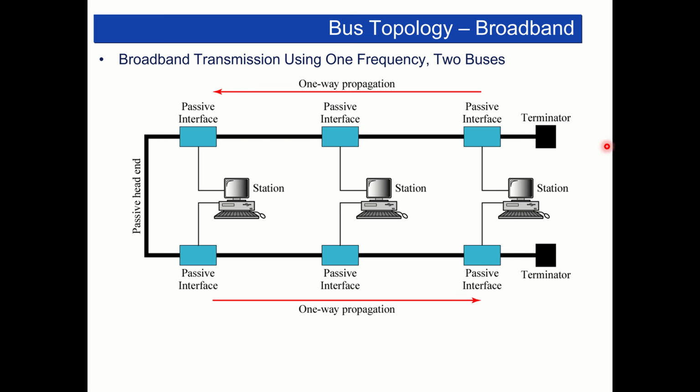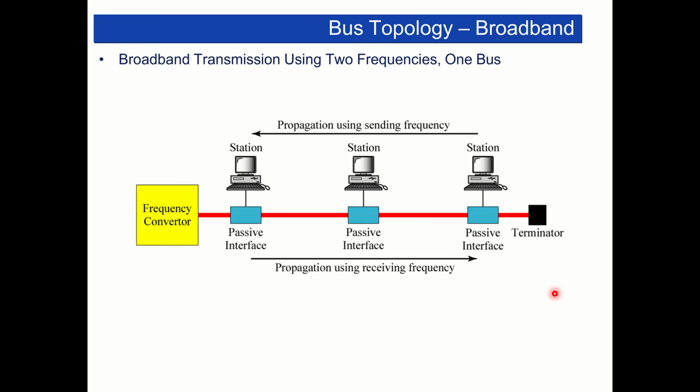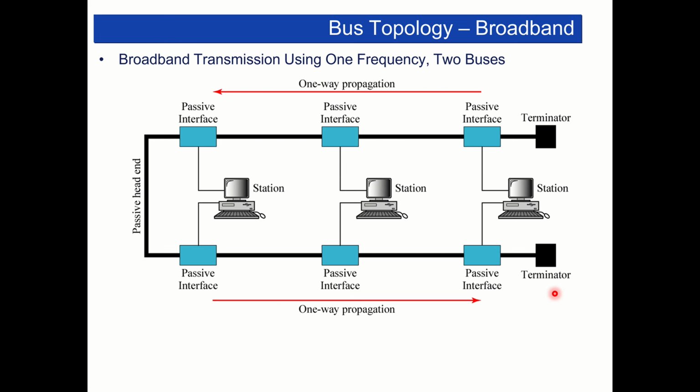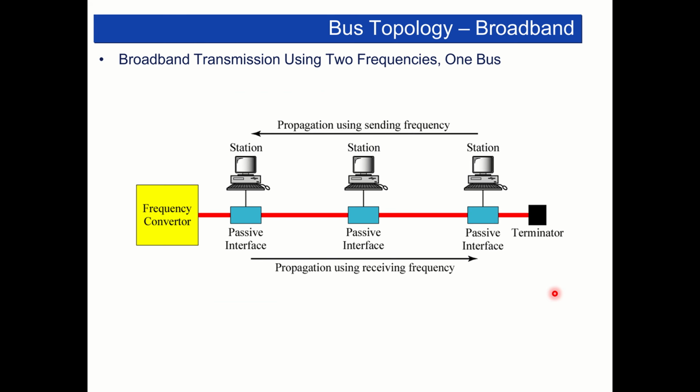Each bus has its own terminators to prevent signal reflection. So that's the main difference between the second case and the first case. In the first case, two distinct frequencies are utilized: the sending frequency, which is used for sending data signals, and the receiving frequency, used for receiving data signals, where we have the frequency converter to manage frequency switching between sending and receiving.